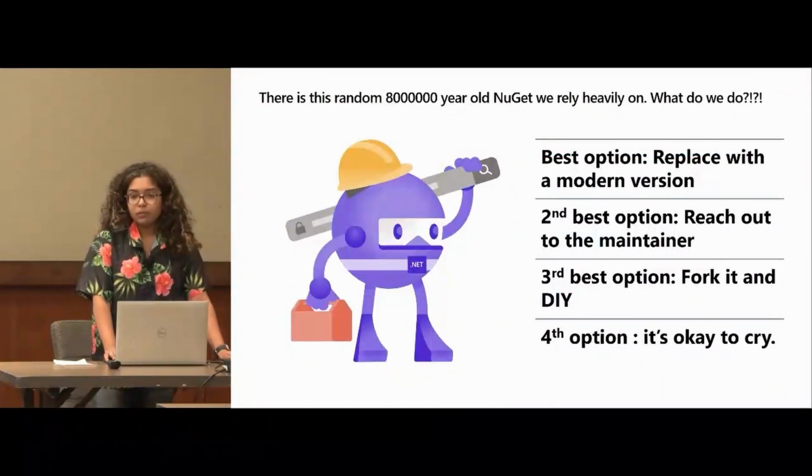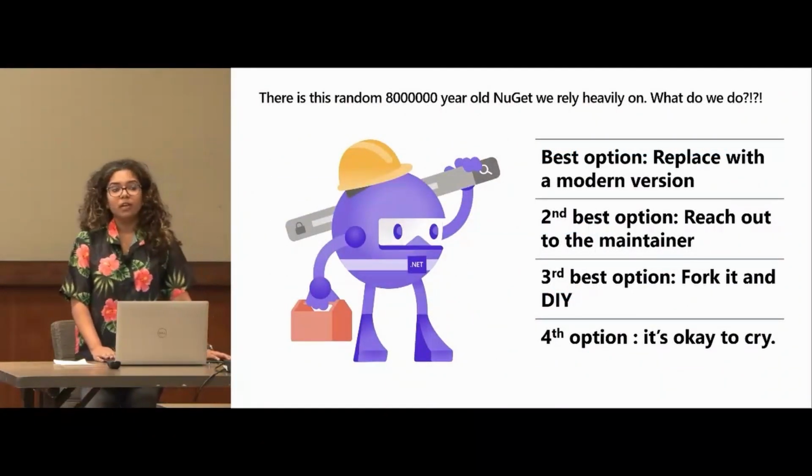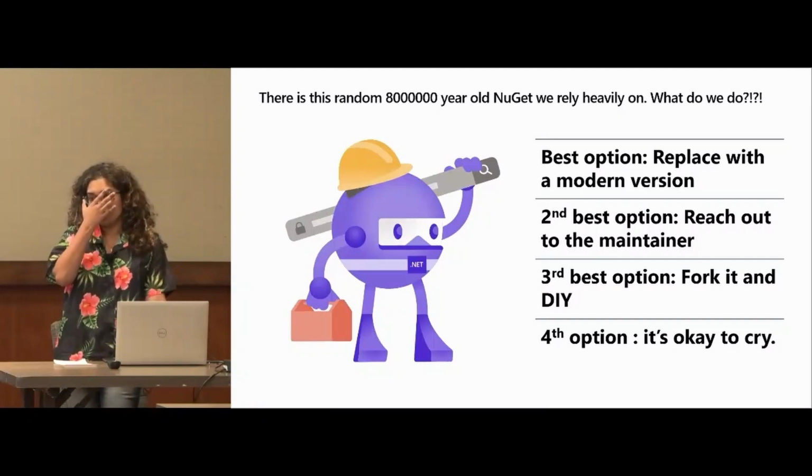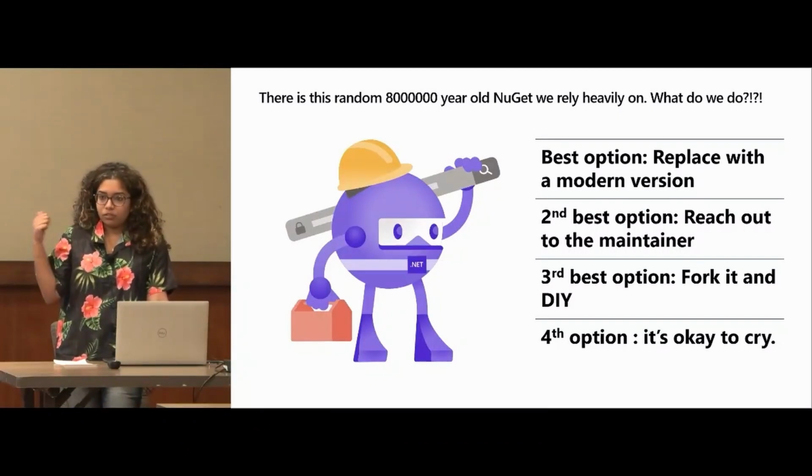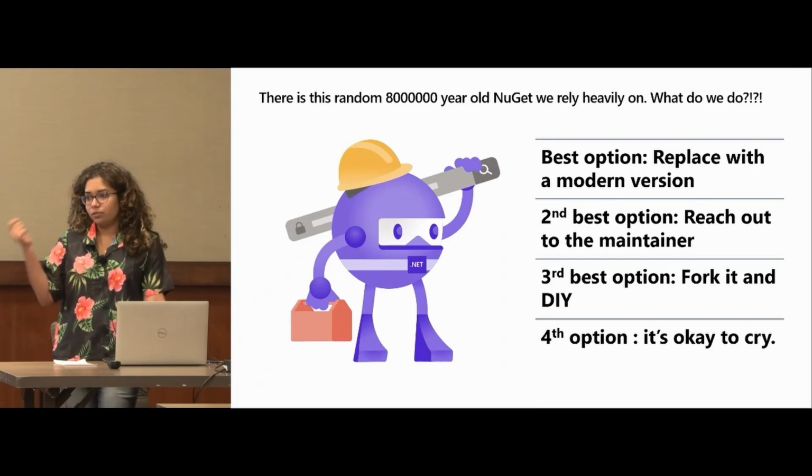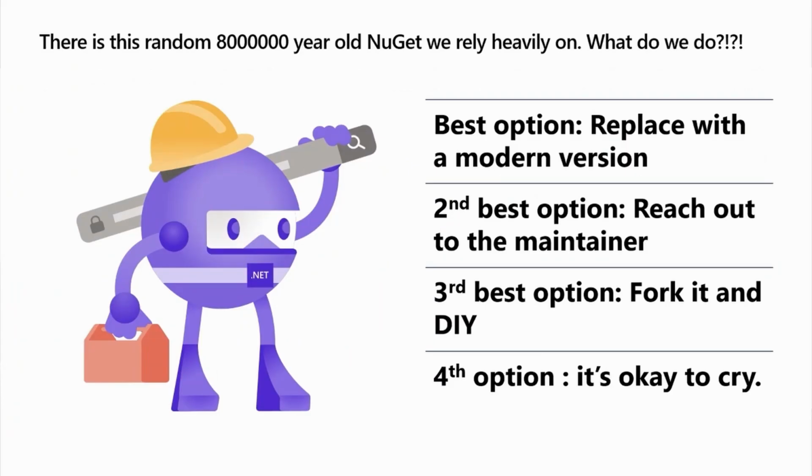All right. The biggest, baddest problem, though. What if you have an ancient NuGet package? Like I said, try and replace it with something modern. There's a higher probability that it's going to get maintained anyway. Reach out to the maintainer if you see no progress on the GitHub page. Like, hey, what's happening? Are you planning to keep this going in the future?